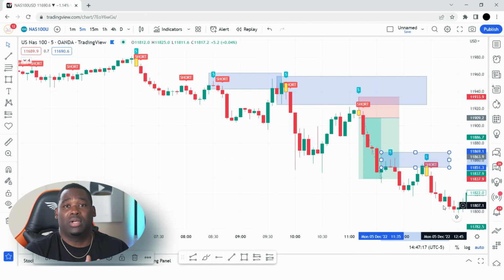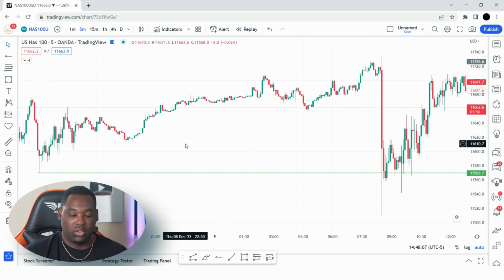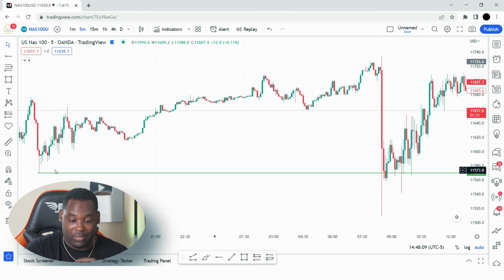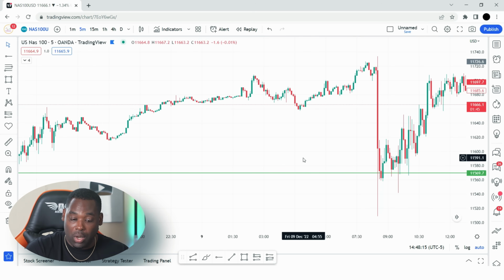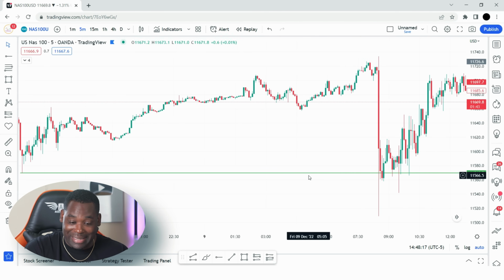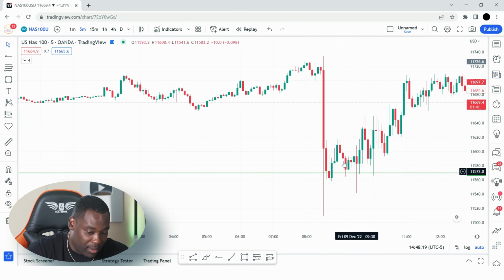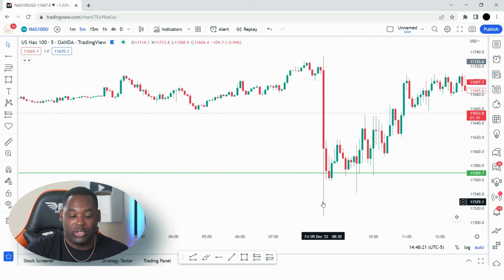So let me show you guys some trades that I took last week and this week. All right, so right here, we have a support area. That's another key area that we want to look for when we are trading. Notice how when the market hits this support area, we get rejection, rejection, rejection.